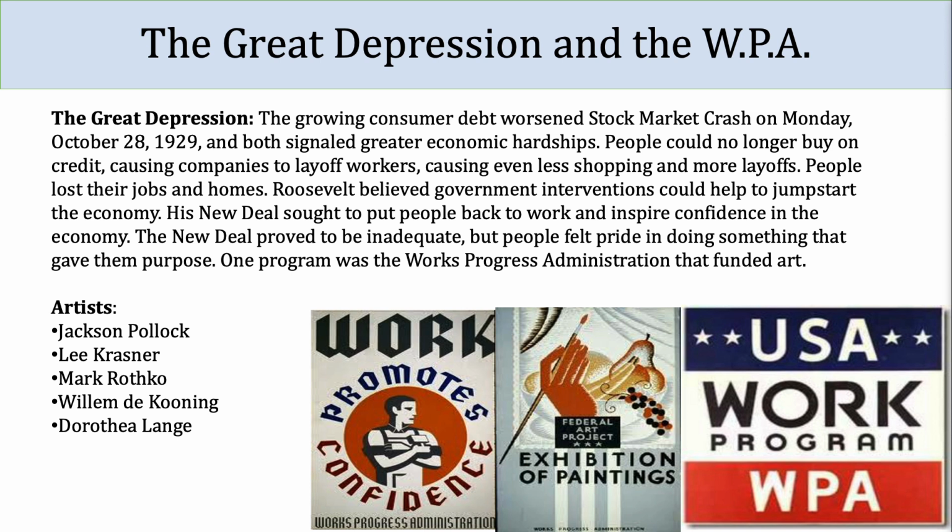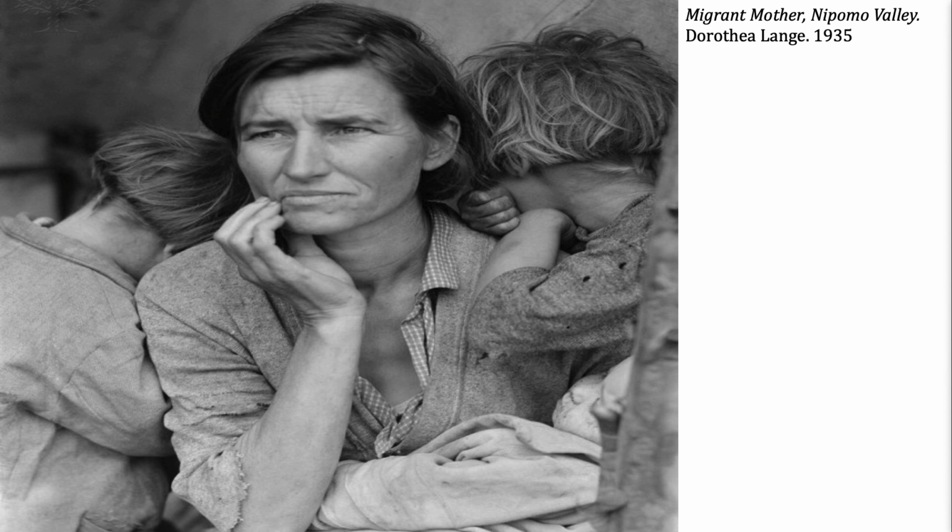The artists that come from the Works Progress Administration: Jackson Pollock, his wife Lee Krasner, Mark Rothko, Willem de Kooning, and Dorothea Lange. A lot of the artists that are going to be coming about in the 1930s and 40s get their roots in the Works Progress Administration, and it gives them that flexibility. We'll take a look at Pollock, Krasner, Rothko, and de Kooning when we take a look at abstract expressionism. But I want to take a look at Dorothea Lange.